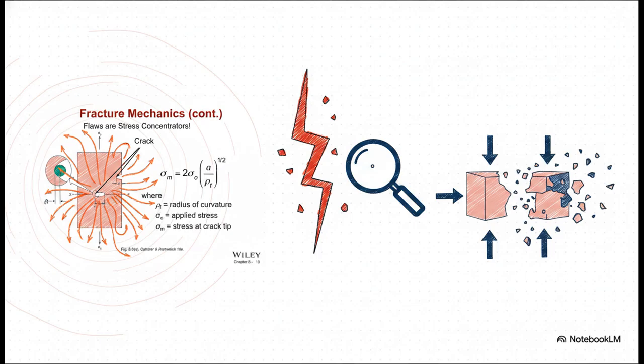This diagram brilliantly shows how a seemingly harmless microscopic flaw actually amplifies the applied tensile stress right at its tip. It acts as a highly localized stress concentrator. If you look at the equation, the stress at the crack tip is driven largely by two things: the crack length, A, and the radius of curvature at the tip. If that radius is microscopically sharp, the amplified stress just skyrockets. It pushes the local material right past its breaking point, even if the overall load seems completely safe.